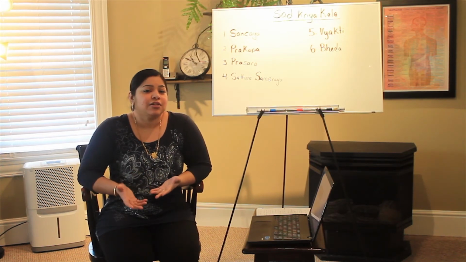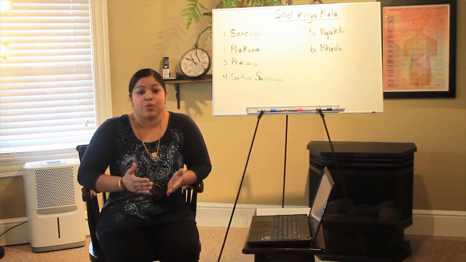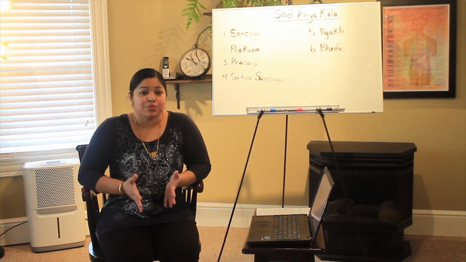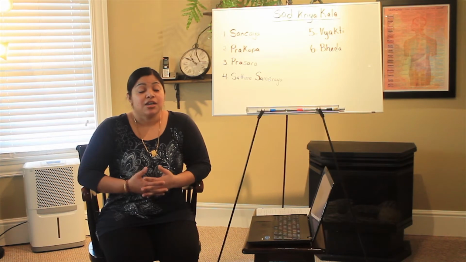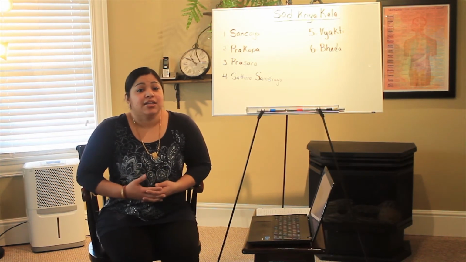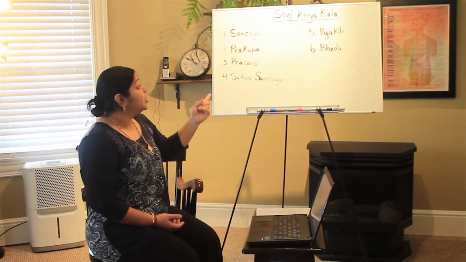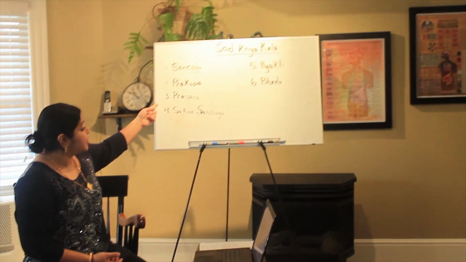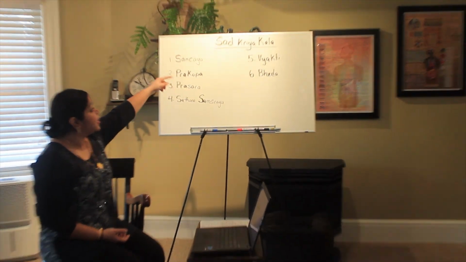Why are the Shad Kriya Kalas important for us to know? Because this gives us an idea as to where the doshas are at that particular time, and what would be the appropriate treatment measures or corrective measures. So, in getting into that, the 6 Kriya Kalas are sanchaya, prakopa, prasara, sthanasamsraya, vyakti, and bheda.